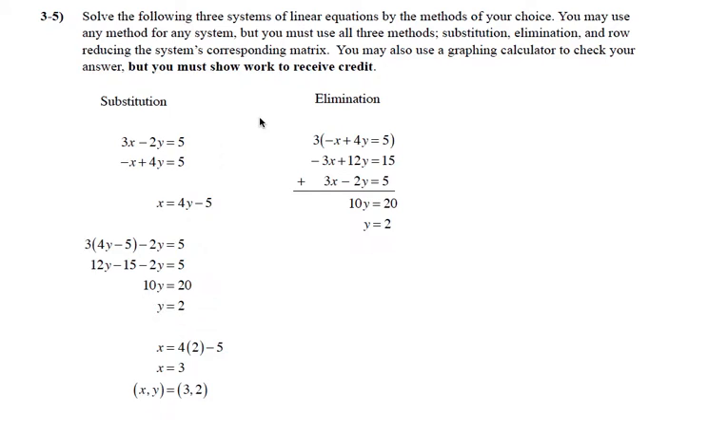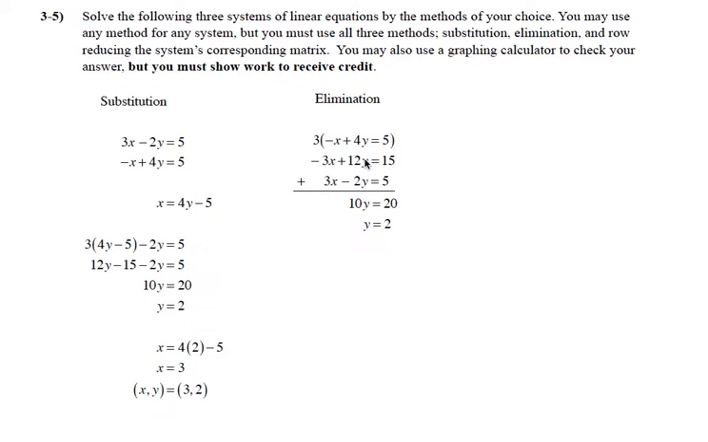But what I've chosen to do instead is to eliminate the x terms by multiplying the second equation by 3. So that's what I've done here: I multiply the second equation by 3, and that gives me negative 3x, positive 12y, and 15. And now I add that equation to the first equation, and so negative 3x and 3x gives me 0x. I didn't bother to write 0x, but that's what we have here. So the x terms are eliminated.